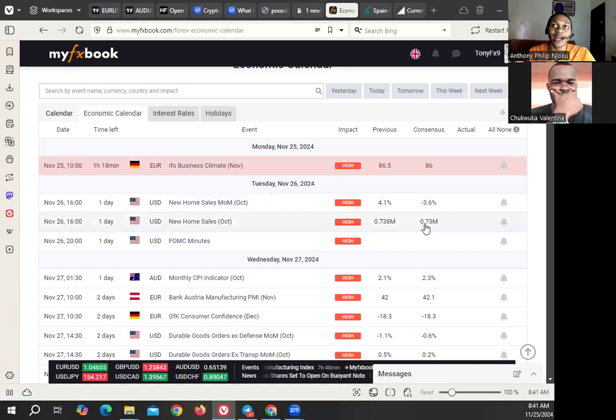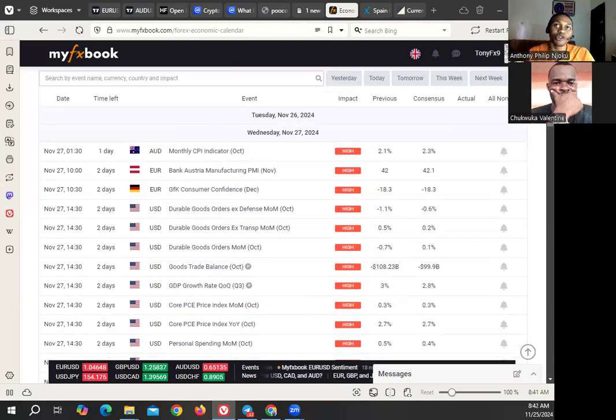And if you see a figure higher than 0.73, it should be good for dollar, which means that we will sell euro against the dollar, we'll sell AUD against the dollar. And then if you see a figure lower than this figure, we will now buy euro against the dollar. We do EUR/USD buy by 4 p.m. and AUD/USD buy by 4 p.m. That's what this news event does.